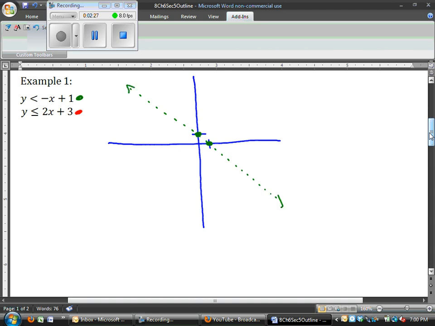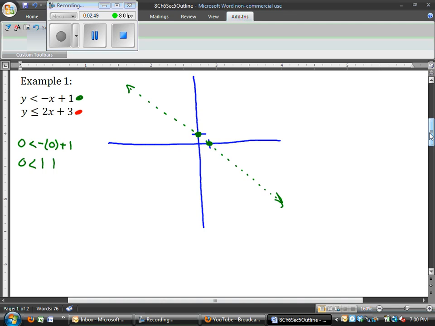Okay? And now what's going to happen is we're going to check the shading. So we need to pick a point. We can pick 0, 0. 0 is less than the negative of 0 plus 1. Negative 1 times 0 is 0. So we're just left with 0 is less than 1, which we know is true.